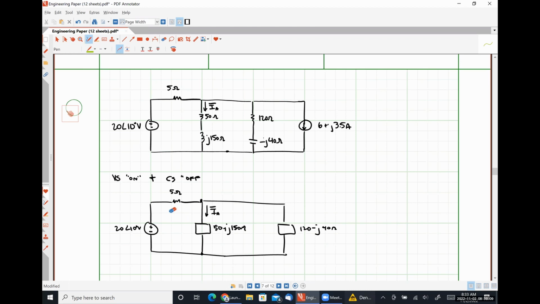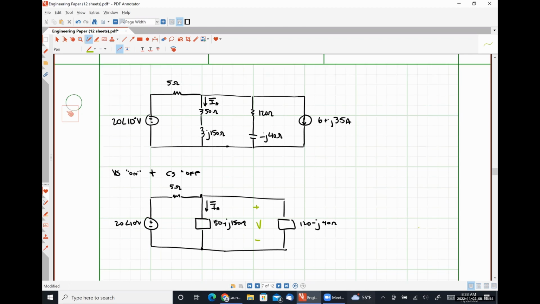We could perform a source transformation on the practical voltage source on the left-hand side of the circuit and then apply current division. We could also use voltage division to find this voltage drop, and then this voltage divided by 50 plus j150 would give us the current IA. So there's three different ways that I can see right off the bat of how I would solve for this quantity. You guys choose your own adventure. Tell me which one you want me to do.